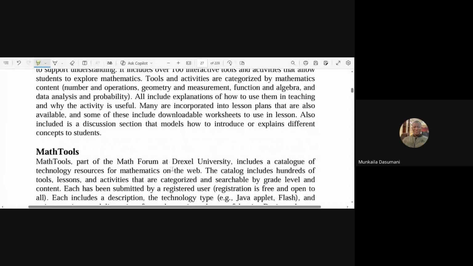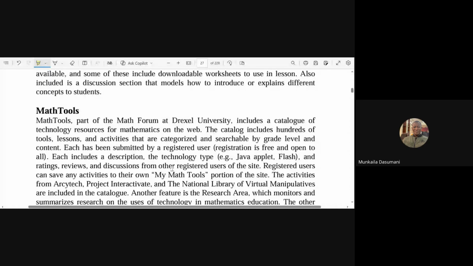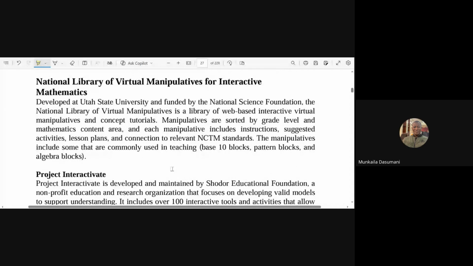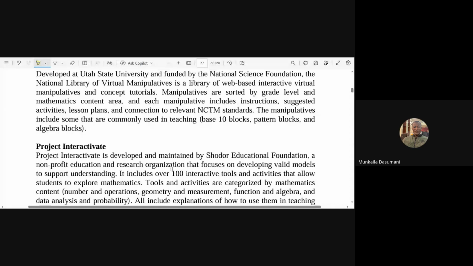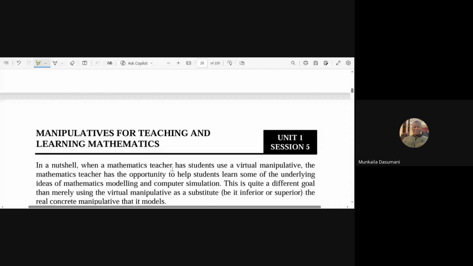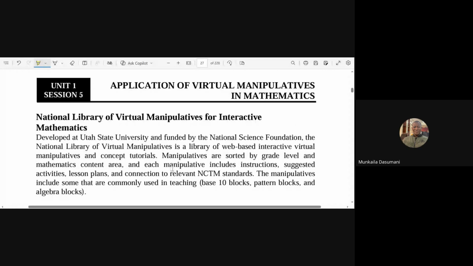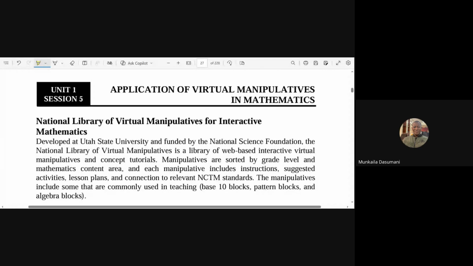Math tools. These are very important because let's talk more about the projects, interactive and then the math tools. I want us to go straight to advantages and disadvantages, but let's talk more about the National Library of Virtual Manipulatives for interactive maths. It was developed at Utah State University and funded by the National Science Foundation, NSF.